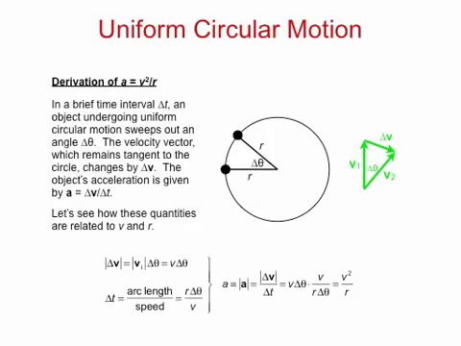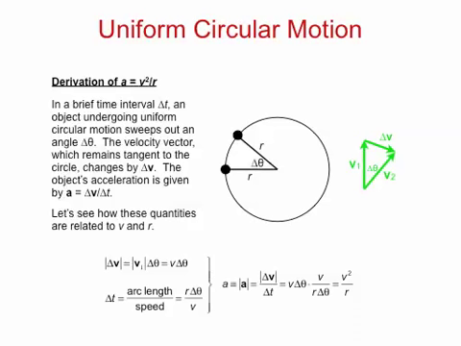Putting this all together, the magnitude of the acceleration of an object in uniform circular motion is a, which is just the magnitude of the acceleration vector, equals the magnitude of delta v divided by delta t, which equals v times delta theta times the quantity v over r delta theta. That's equal to, canceling out the delta thetas, v squared over r, which is what we set out to derive.